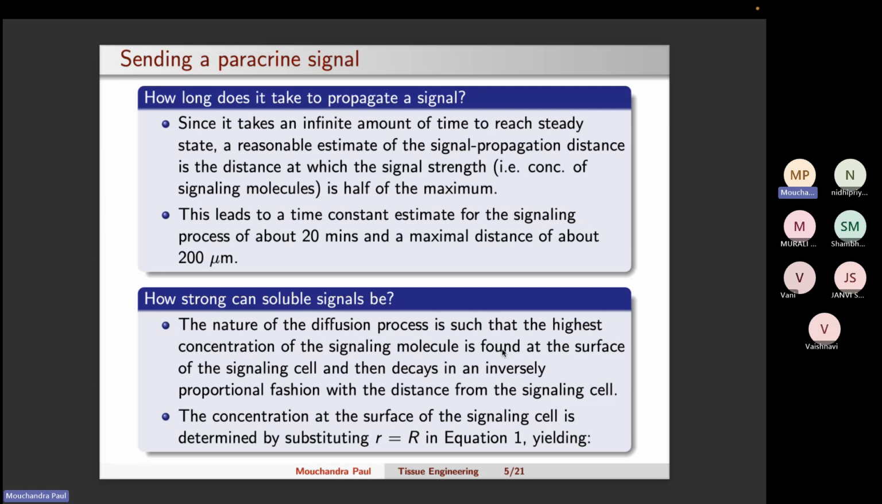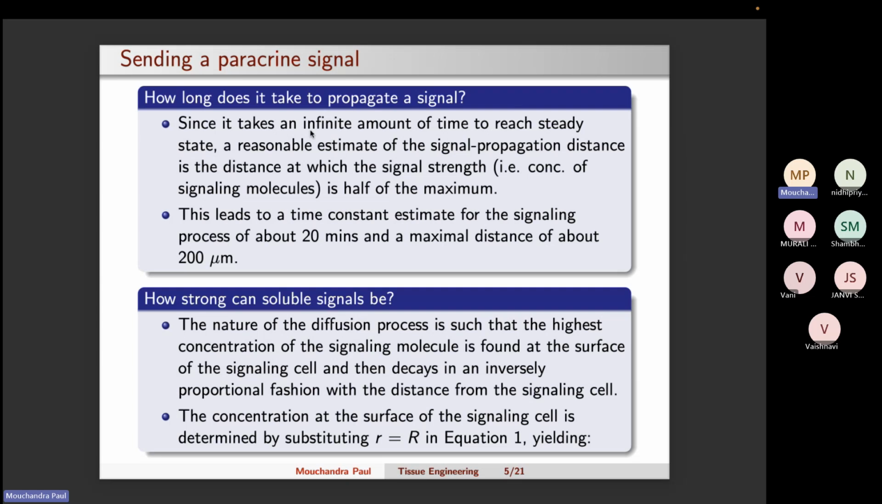All right. Now, let's try to understand another question: how long does it take to propagate a signal? If you were to answer this, it is the time required for the target cell to respond to a particular signal. It is another way of saying the same thing: how long does it take for the signal to propagate, or for the target cell to respond? Since it takes an infinite amount of time to reach steady state, this question cannot be answered under steady state.